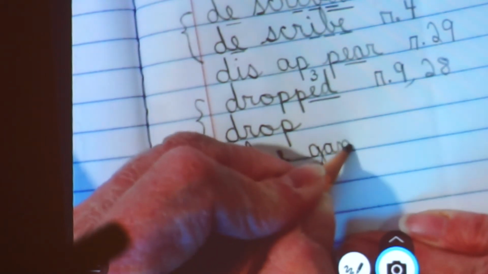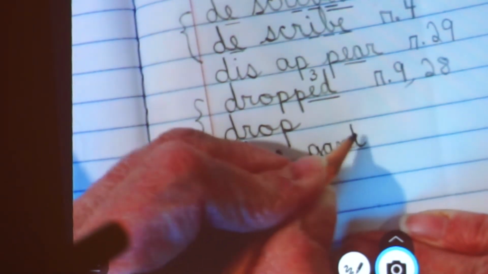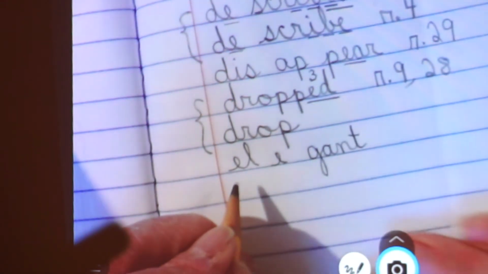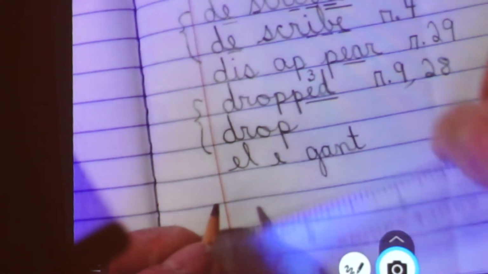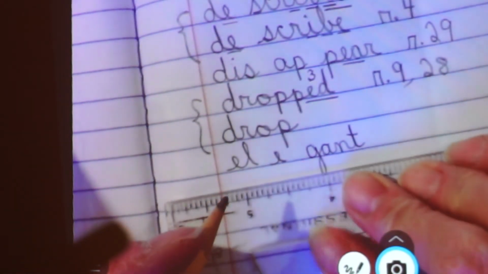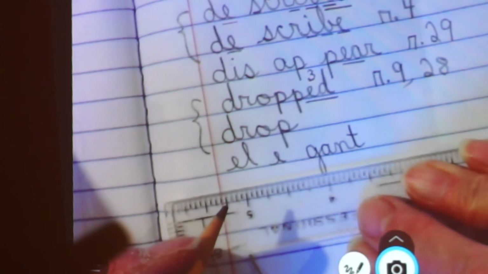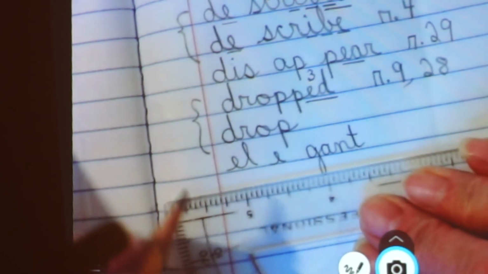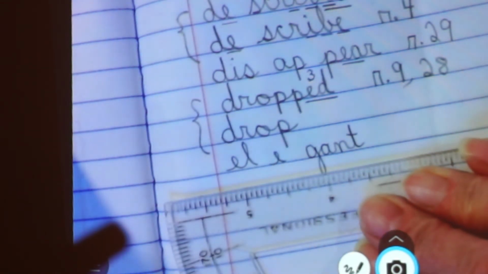Make sure if you're writing cursive, which most of you are, your E's and your L's, that your E just goes to the midpoint and your L goes up to just below the top line, so they don't look the same. Okay? This is an easy one.